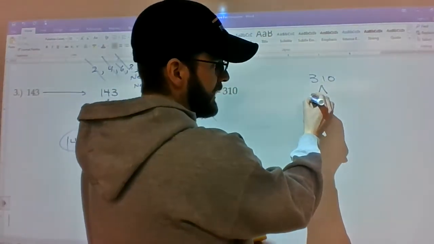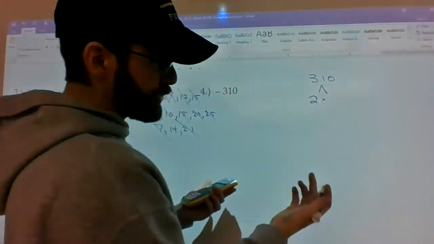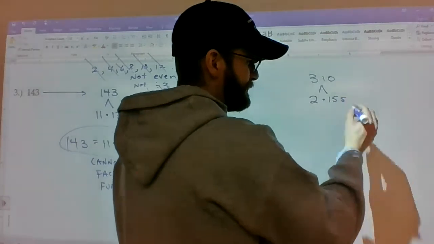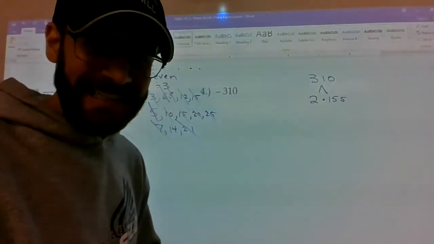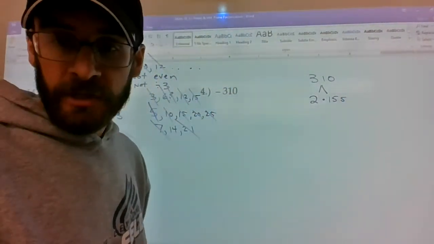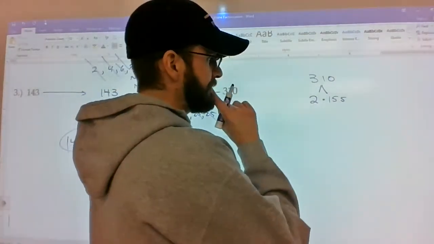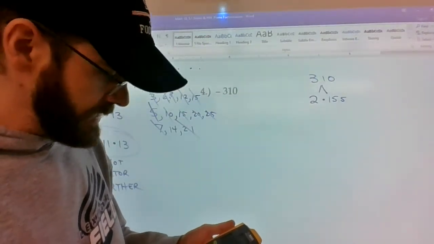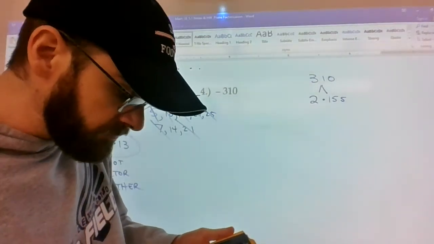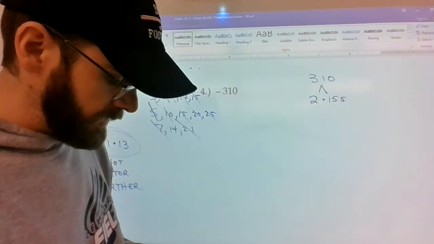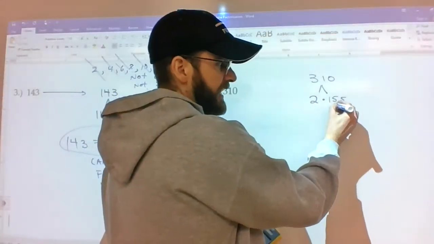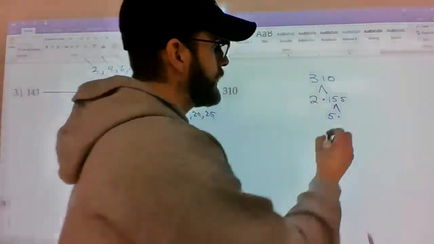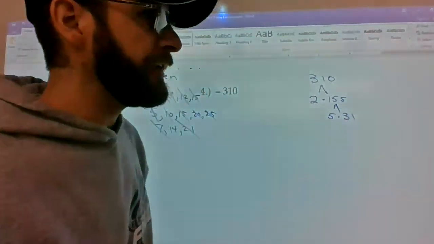If I keep with my original strategy of dividing by 2 when it's even, I get kind of clunky numbers. So maybe that's not always the best idea. But here's what it would look like. We would have 2 times 155. And does 155 divide 3? No, it doesn't. But we know it divides 5. That would be the next prime number on the list. 5 times 31. And then 31.